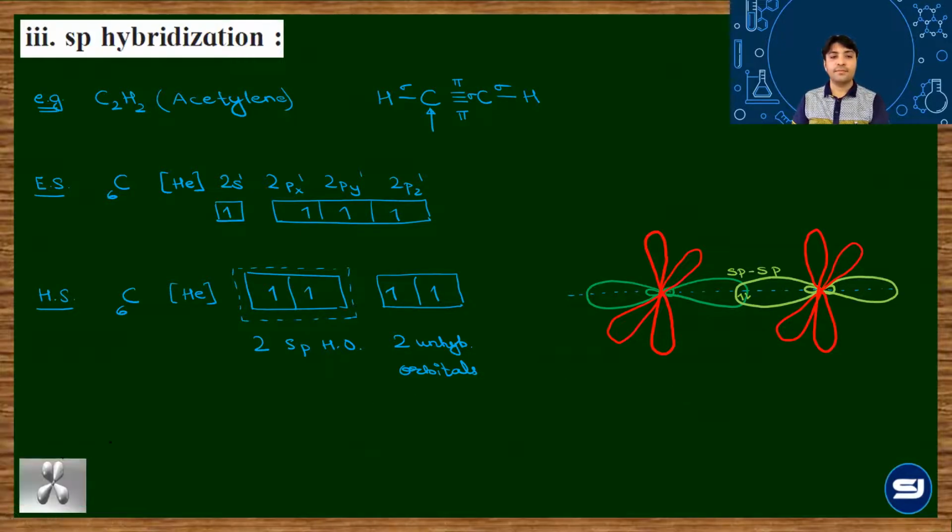ठीक है? So यहां से along the axis hydrogen आएगा, and it will form SSP sigma bond. यहां से again hydrogen आएगा, SPS sigma bond. तो तीन sigma bonds justify हो गए.